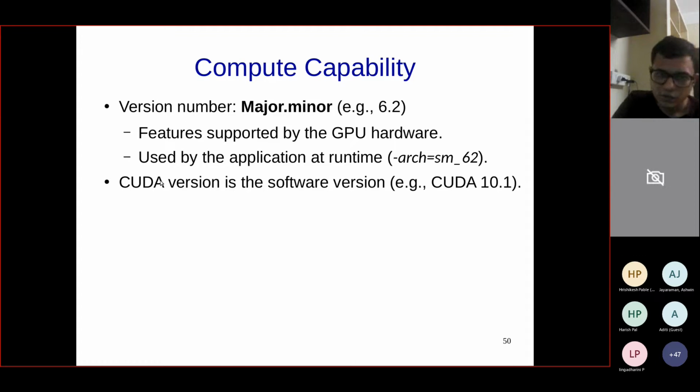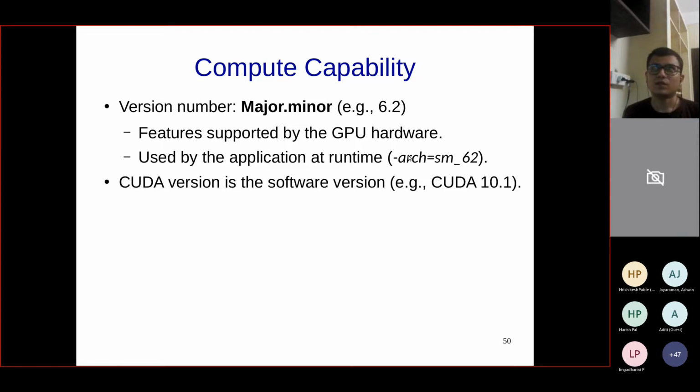And typically, what is the use of it? So you can use these version numbers. While compiling a program, you can specify this version number using the flag arch equals sm underscore, followed by that version number, which is composed of a major and minor number. So you can specify this during compilation. So its typical use is this.